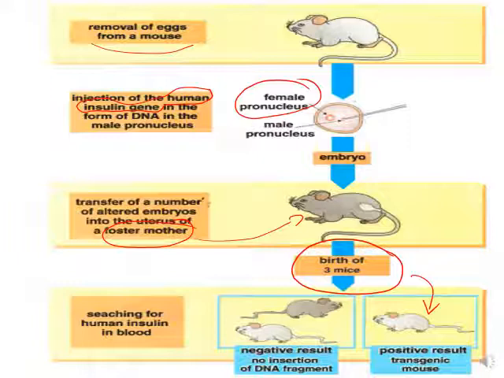So if you want to interpret, this is analysis. If you want to give an indication, this indicates that the human insulin gene can code for the human insulin hormone inside the positive mouse, the transgenic mouse.